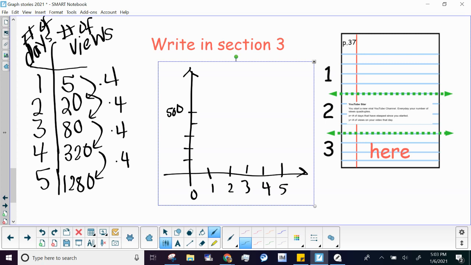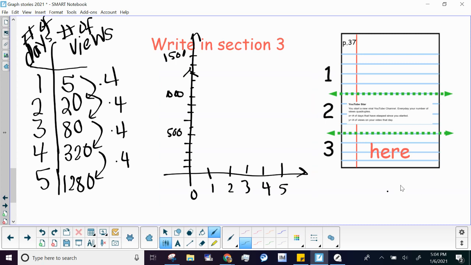Oh, I'm not making mine big enough. Let's make those closer together. 100, 200, 300, 400, 500, 600, 700, 800, 900, 1,000. It says 1,000. 100, 200, 300, 400, 500. So that's 1,500. Okay, and the other part of that is I had to label my X and Y axis. So this was my number of days. And this was my number of views.